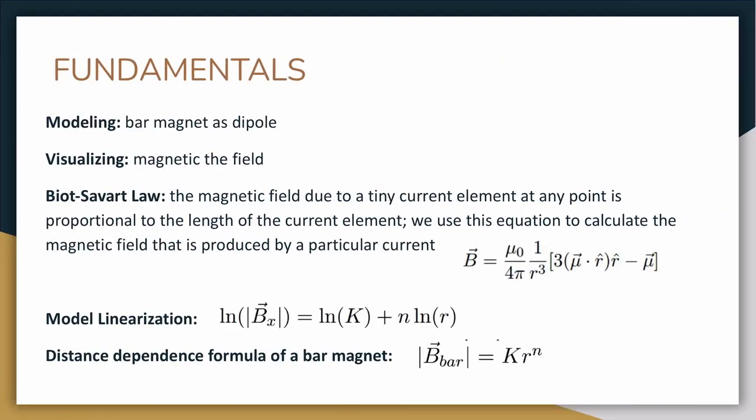Some fundamental concepts for this lab include modeling the bar magnet as a dipole, visualizing the magnetic field, and the Biot-Savart law, in which the magnetic field due to a tiny current element at any point is proportional to the length of the current element. We use this equation to calculate the magnetic field that is produced by a particular current. This equation can be seen below. We then have model linearization as well as the distance dependence formula of a bar magnet.